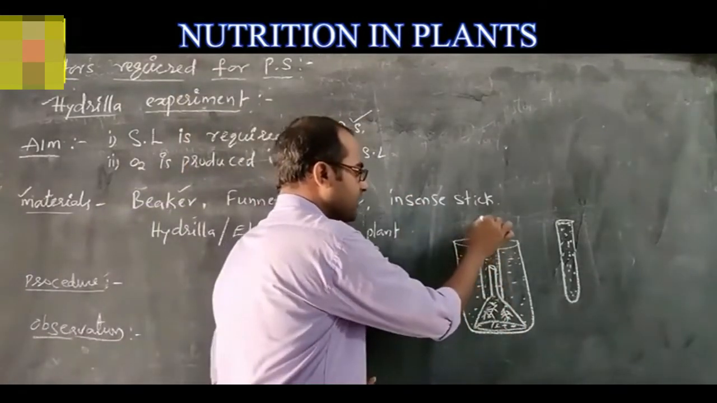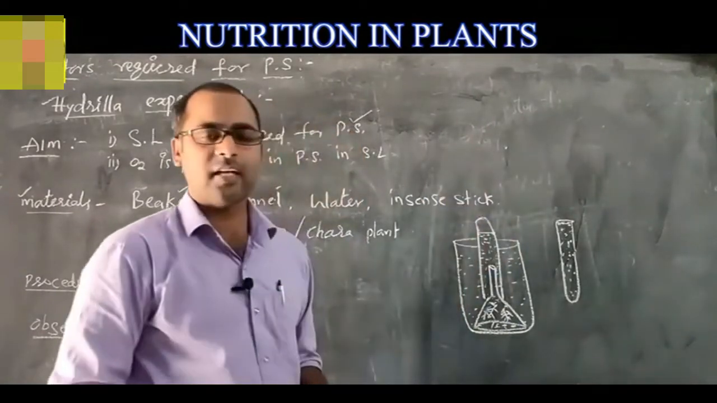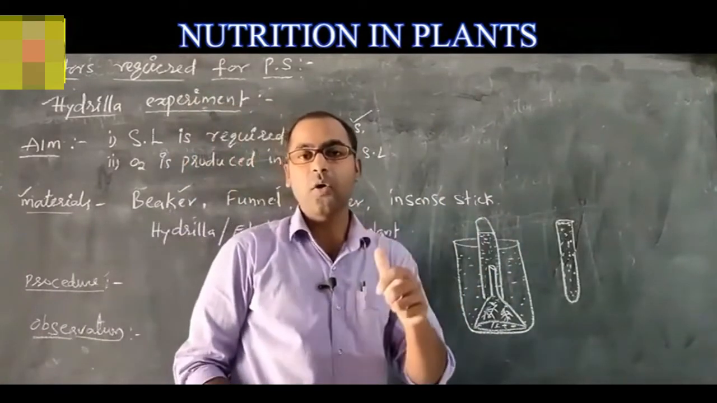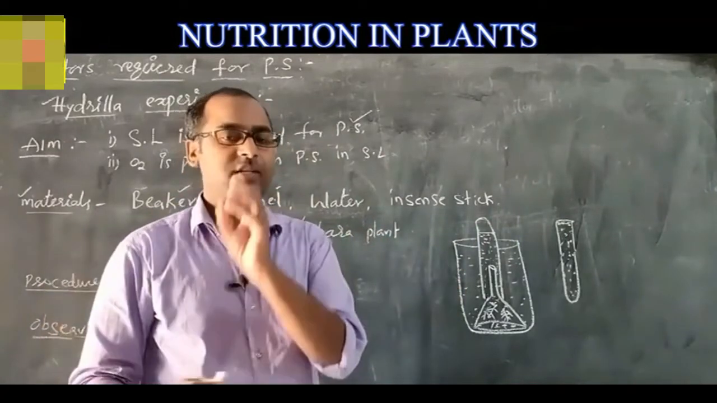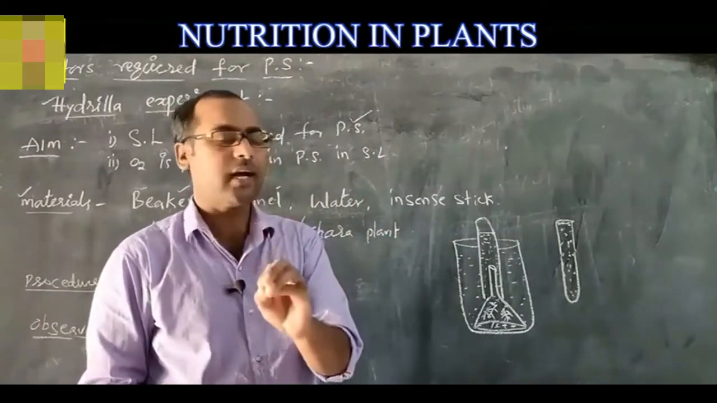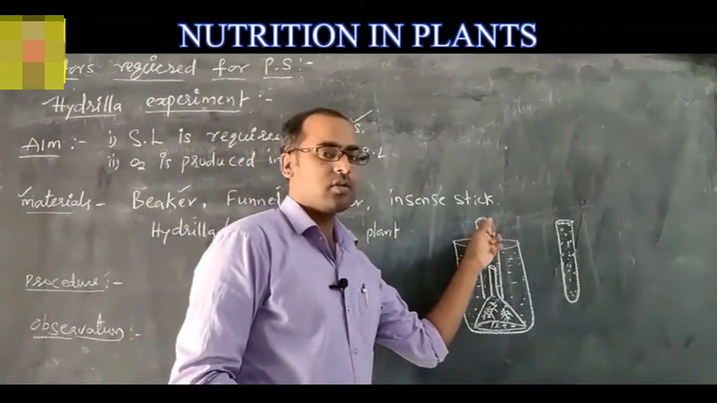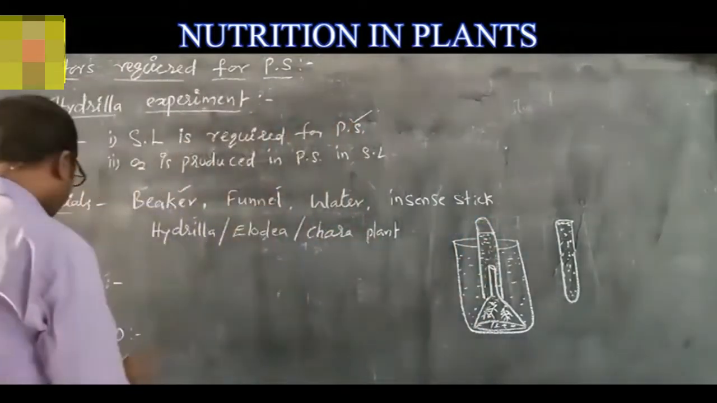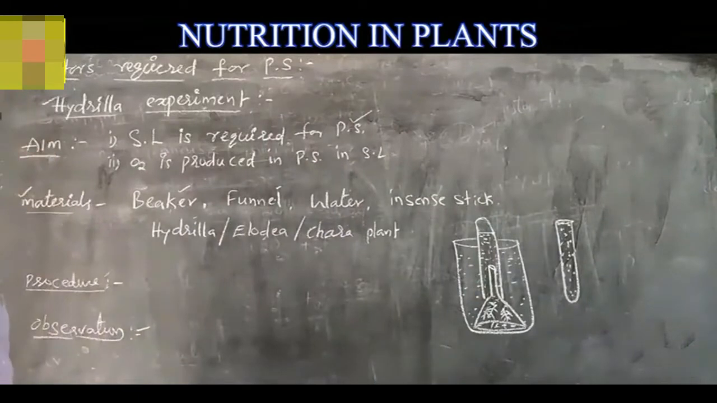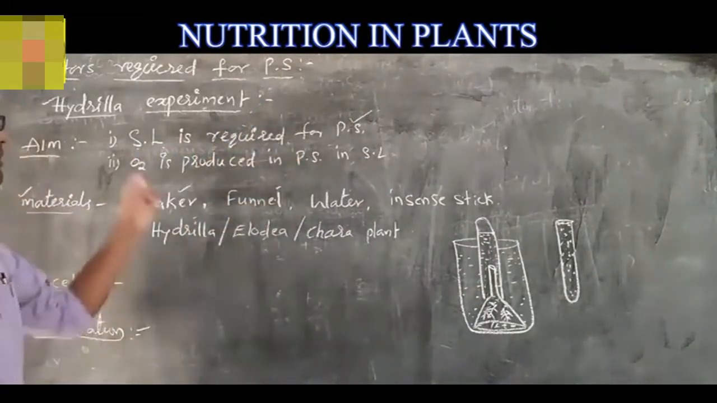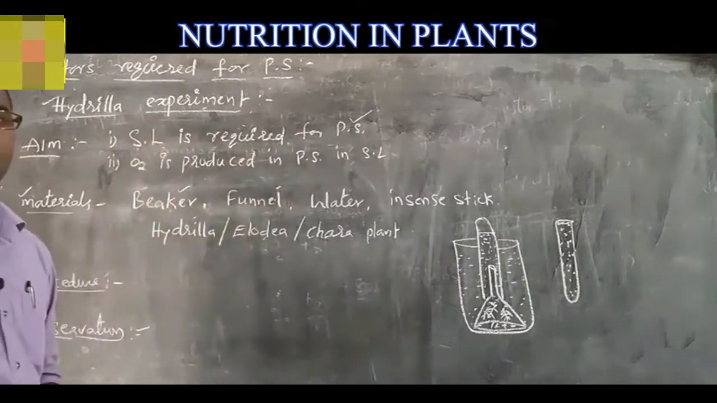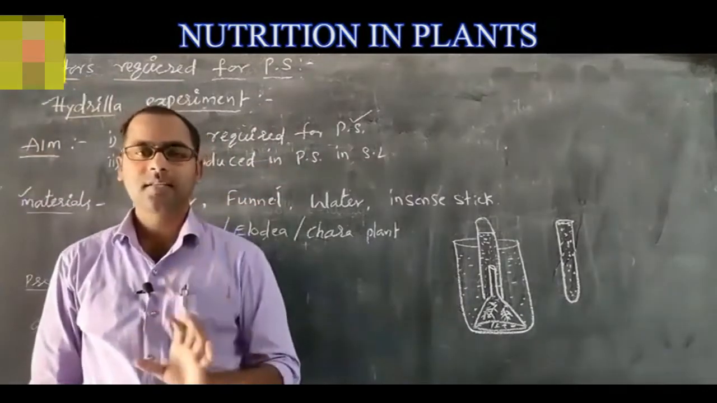And when we test the gas with a glowing incense stick, the incense stick burns with a high flame. That proves that the produced gas is oxygen. So with this, we have come to a conclusion that sunlight is required for photosynthesis, as well as oxygen is produced in photosynthesis in the presence of sunlight.